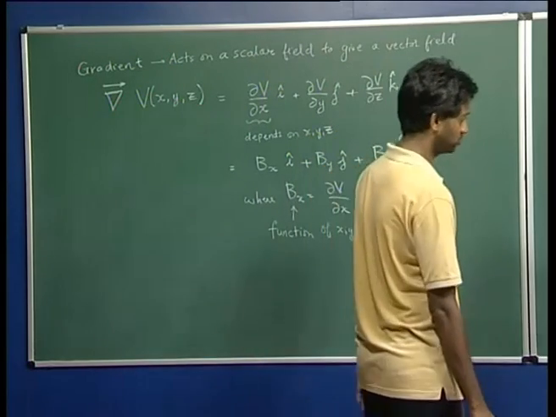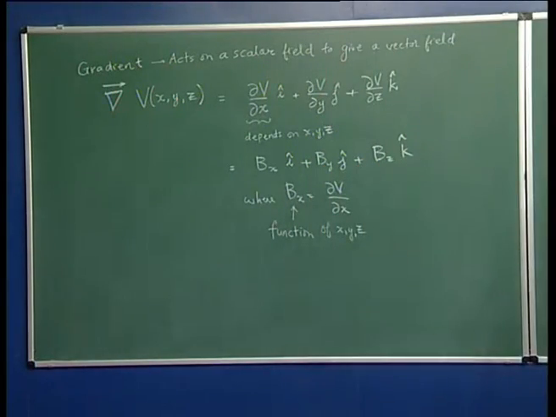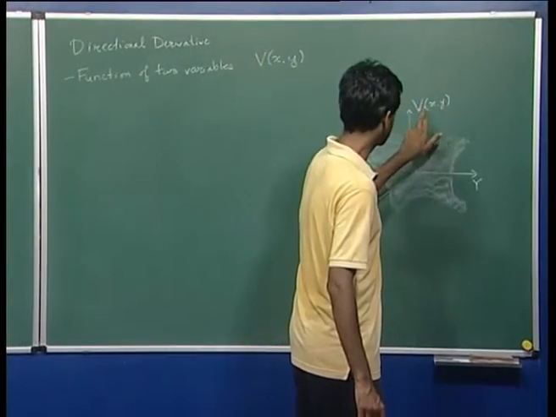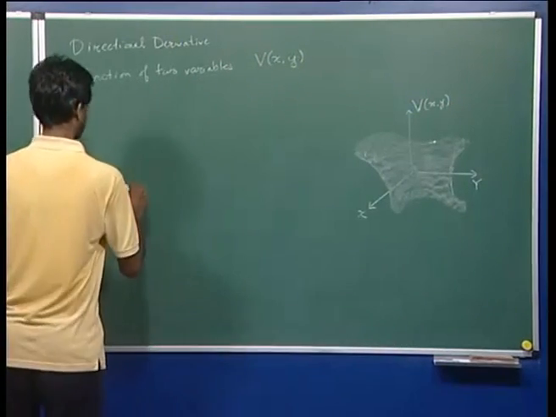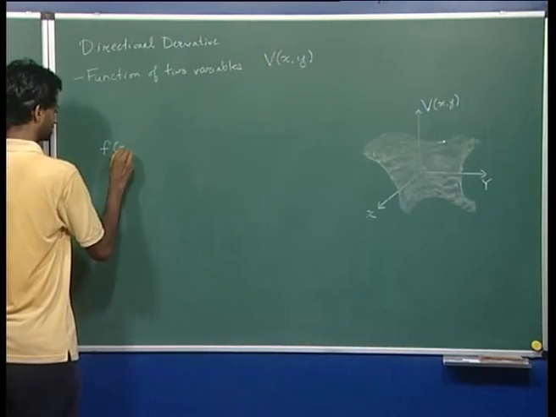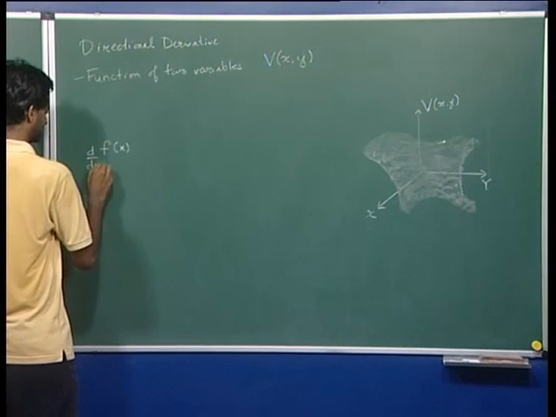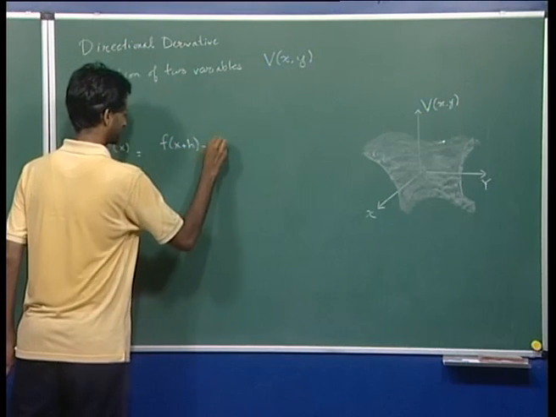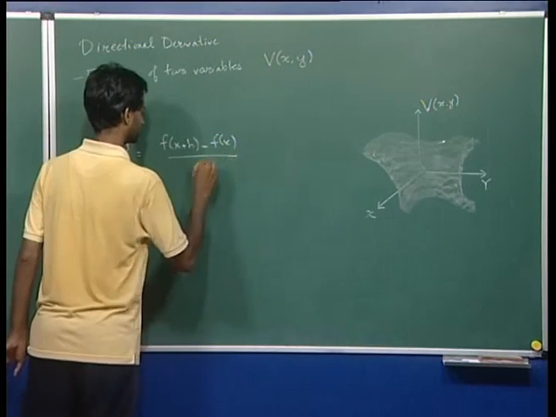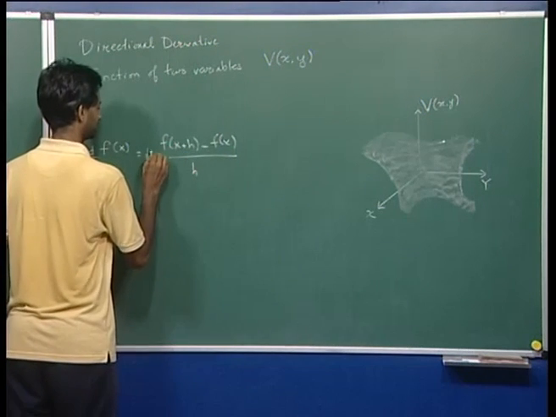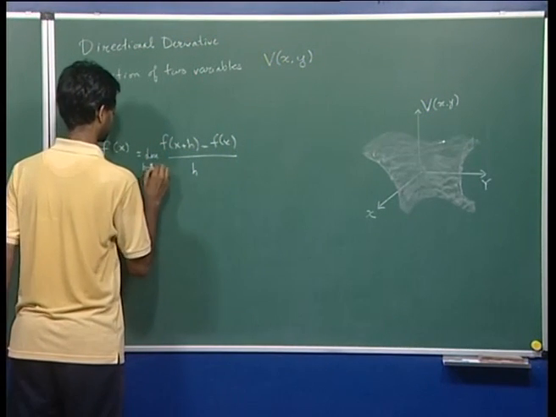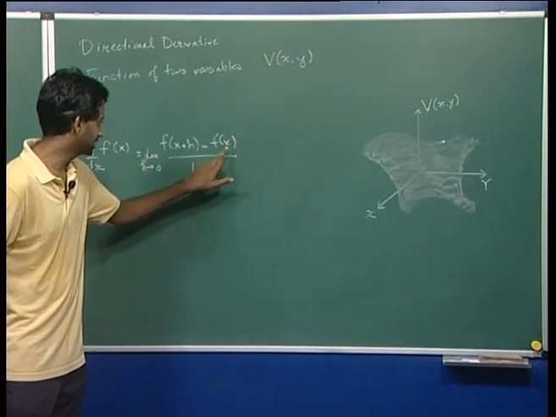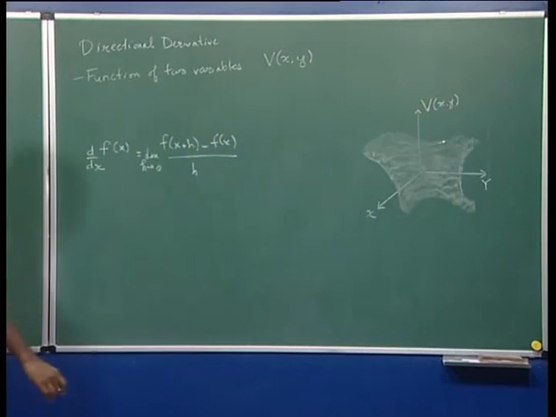Okay. So now we want to see what it means to take a derivative of V. So derivative, if you recall, for a function of one variable, you had f of x, then you will say that df of x by dx is equal to the limit as h tends to 0 of f of x plus h minus f of x, divided by h. Okay. So it is the rate of change of the function as you change x by a small interval.